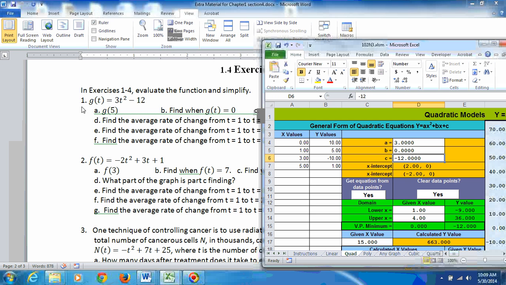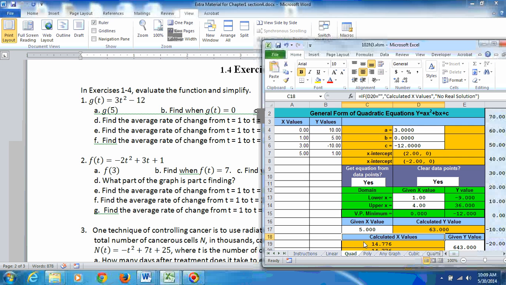And then it says, what is g of 5? Well, g of 5 just means put 5 in for x. So right here I'm just going to put 5 in for x, and I get 63. So that's the answer to that one.